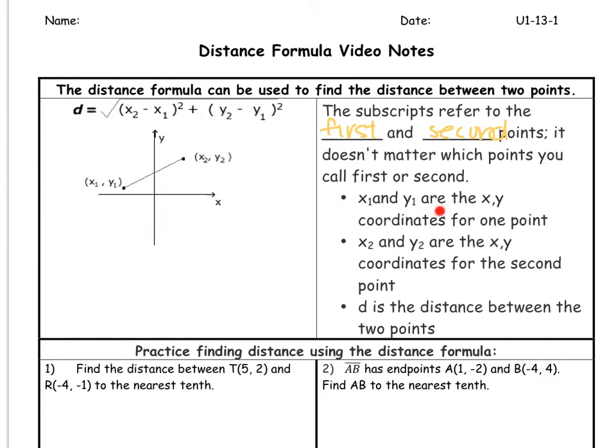The x1 and the y1 are xy coordinates for point 1. The x2 and the y2 are the xy coordinates for the second point, or for point 2. And D will give us the distance between those 2 points. And here's the formula. You take the difference of the x values, x2 minus x1, you square it. You take the difference of the y values, y2 minus y1, and you square it. You add those two together, and then you take the square root to find the distance.